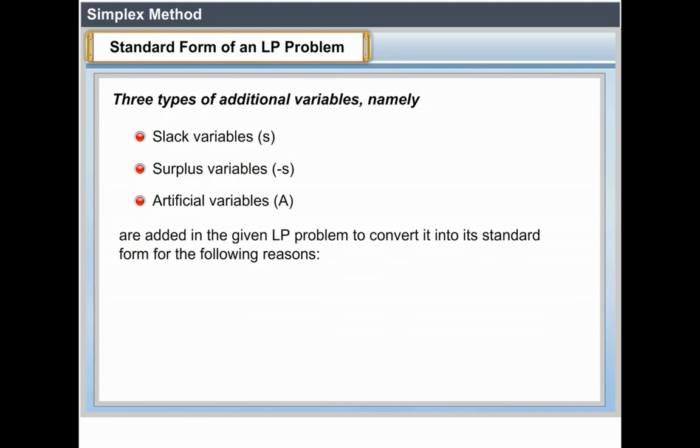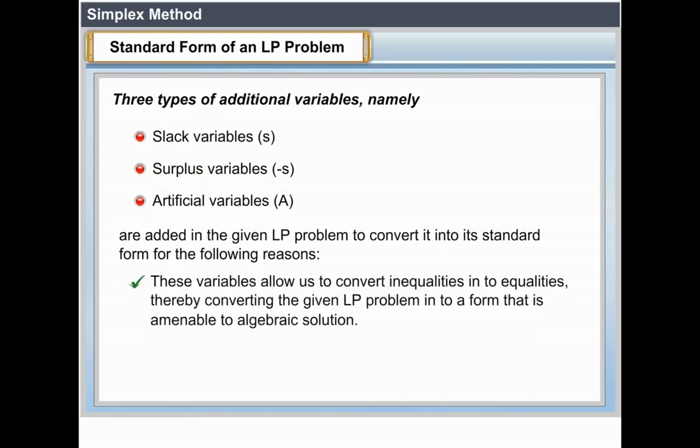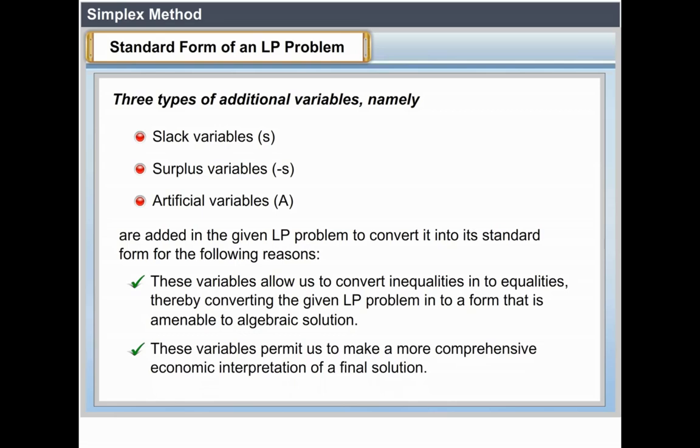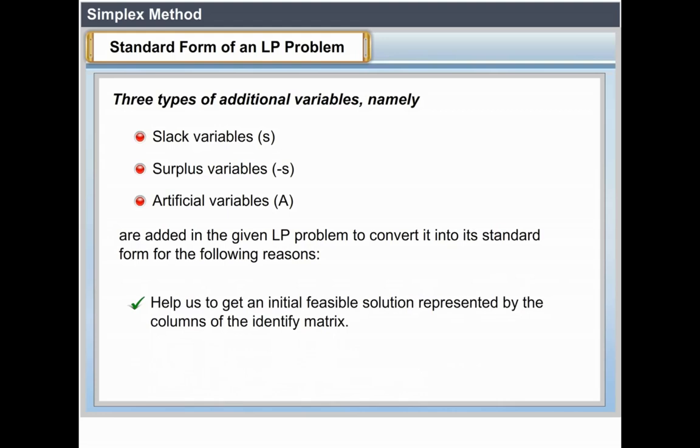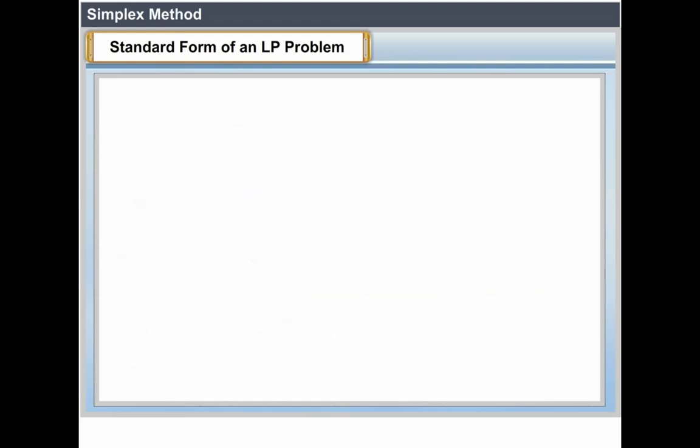Number 3, artificial variables. It is denoted by A or added in the given linear programming problem to convert it into its standard form for the following reasons. These variables allow us to convert inequalities into equalities, thereby converting the given linear programming problem into a form that is amenable to algebraic solution. These variables permit us to make more comprehensive economic interpretation of a final solution, and help us to get an initial feasible solution represented by the columns of the identity matrix.